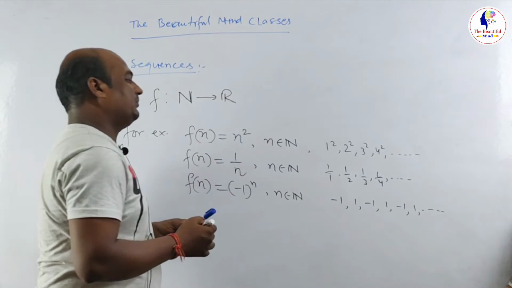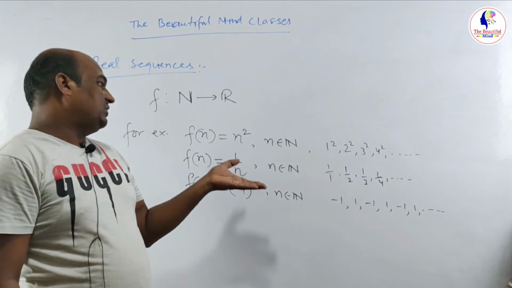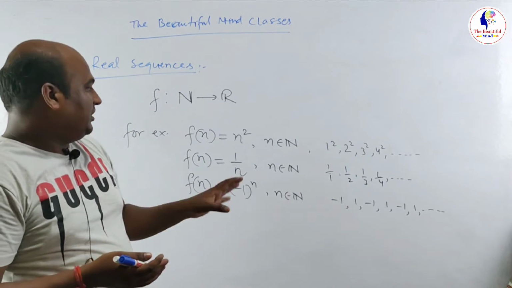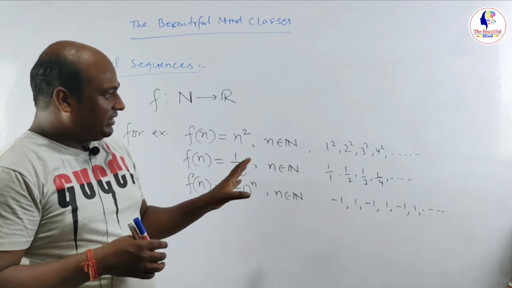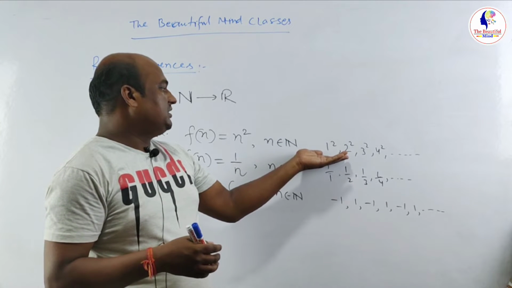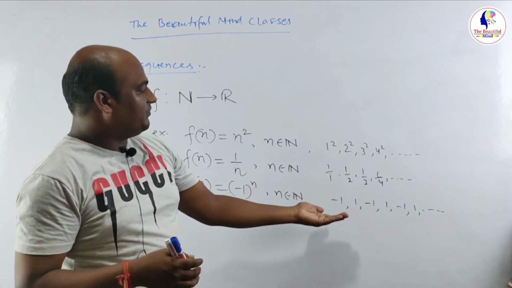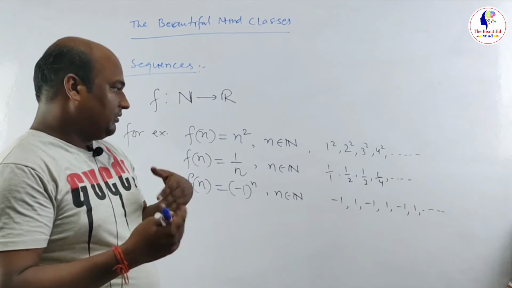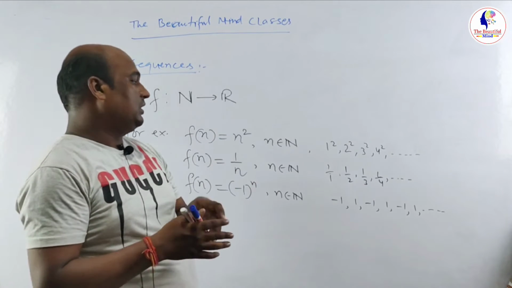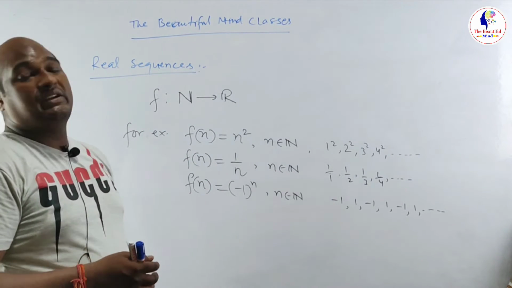Here I have taken these examples with the objective of identifying the types of sequences. With the help of these examples, I have taken three types of sequences. One is where we can observe the sequence is in increasing order. Another is in decreasing nature, and the third is one time minus 1, other time plus 1, minus 1, plus 1, minus 1, plus 1. So from these examples, sequences are of three types.